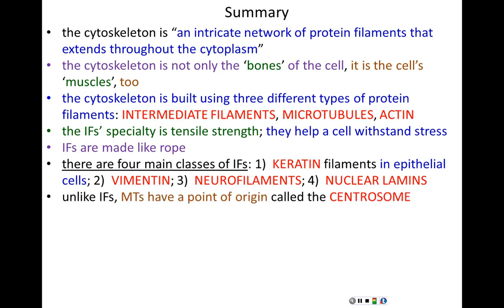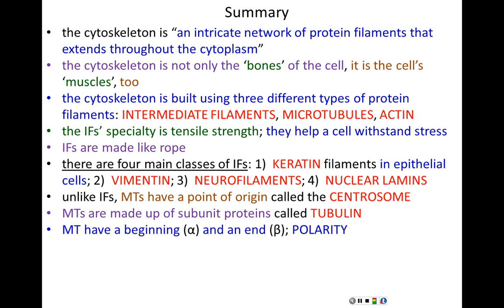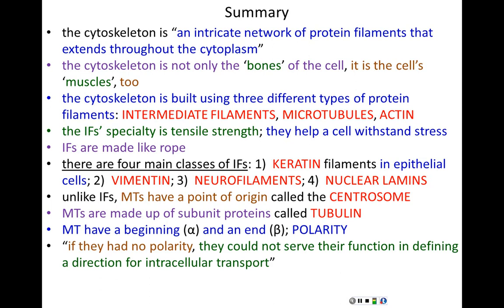Then we moved on to microtubules. Unlike intermediate filaments, microtubules have a single point of origin called the centrosome. All microtubules are made up of subunit proteins called tubulins, alpha and beta subunits respectively. Because these alpha and beta subunits are oriented in the same direction, each making a linear protofilament, 13 protofilaments coming together to form a hollow tube of tubulin, because they are aligned in the same way, microtubules have polarity. They have a beginning and an end, a plus end and a minus end.